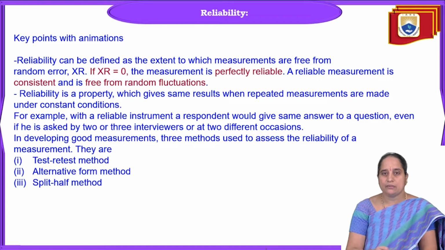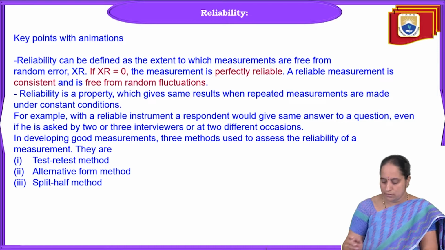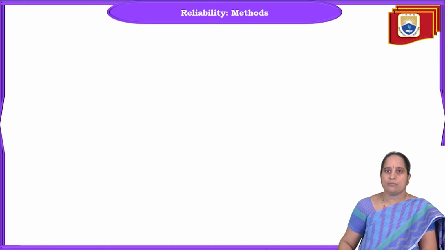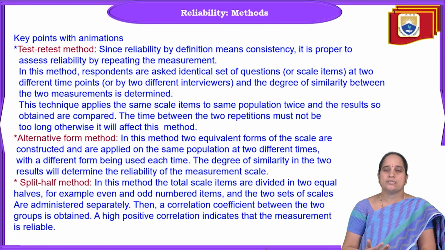So the first method is the test-retest method. Second one, alternative form method. Third one, split half method. So using any of the methods, we can assess the reliability of the data. The first method is the test-retest method.